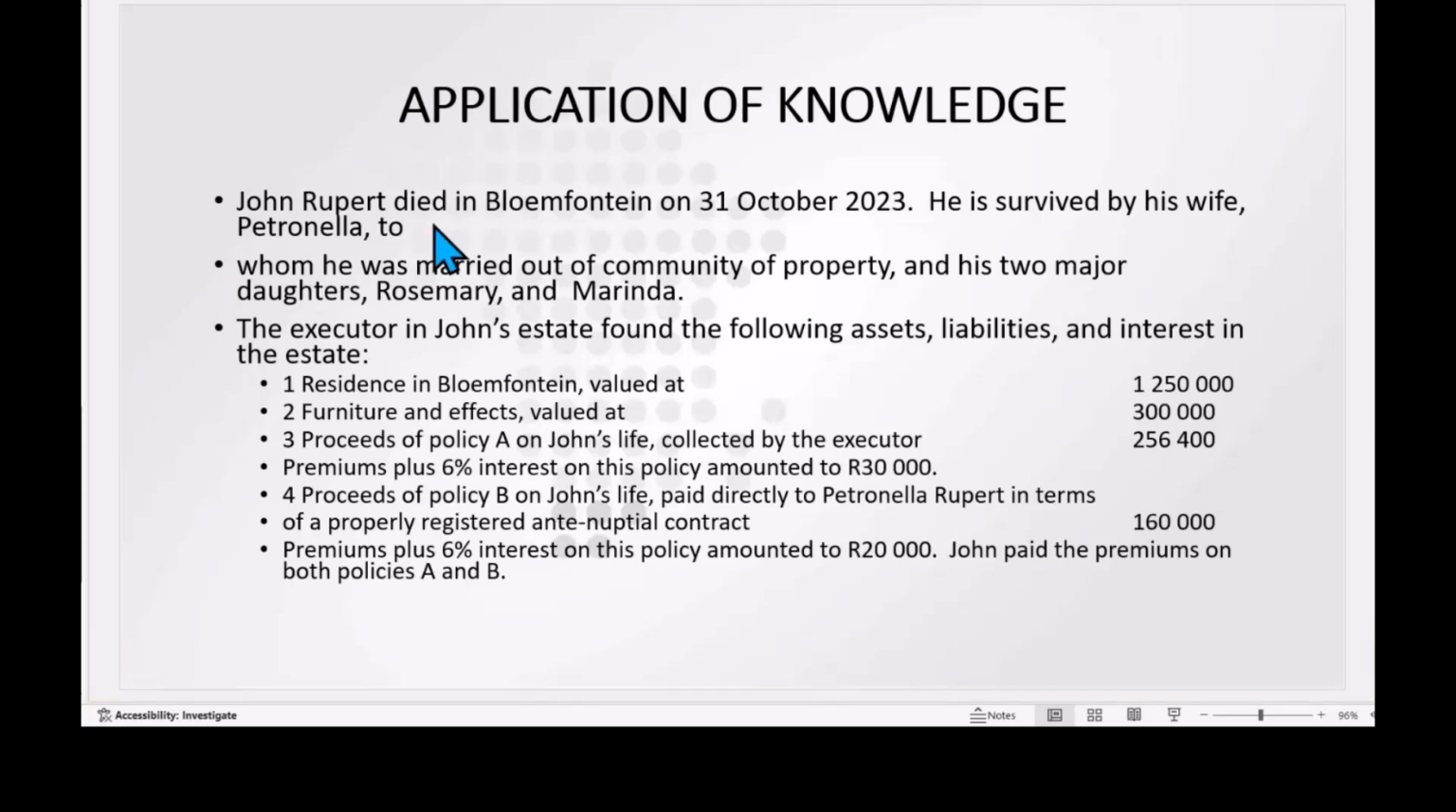They tell us John Rupert died in Bloemfontein on the 31st of October 2023. He is survived by his wife, Petronella, to whom he was married out of community of property, and his major two daughters, Rosemary and Miranda. The executor in John's estate found the following assets, liabilities, interest in the estate. The first one, a residence in Bloemfontein valued at 1,250,000 rand. What would this be? Where would we put this?